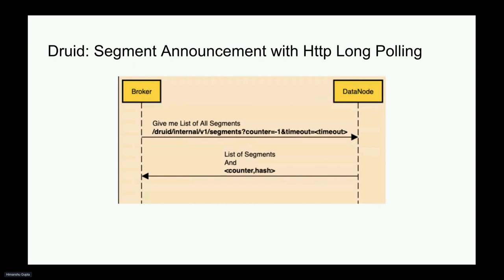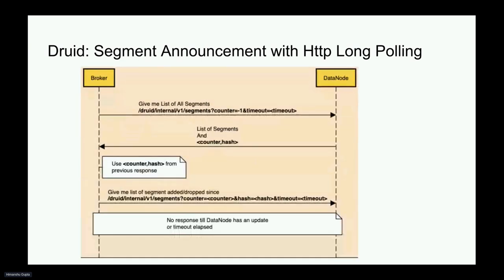The data node, on the other hand, for this request will respond immediately, telling the broker what all it has right now, because the counter is set to -1. But in addition to the list of segments, it will also respond with a counter and a hash pair. As soon as the broker receives this first response, the list of all segments and this counter hash pair, it will immediately send the second request. So the broker always has a request open to the data node. There is never a time when the broker does not have a request open. As soon as it gets a response back from the node, it immediately sends the next request.